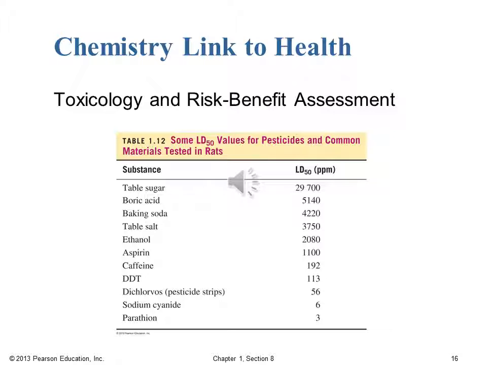Baking soda, again, fairly harmless. Table salt, fairly harmless long term if you take in that much, or even just a little over the daily value of table salt, for instance. You might put yourself at higher risk for hypertension, but you'd have to consume a lot to have a lethal dose. As we go down, we start to see things that have much smaller values for the LD50. And if we look at sodium cyanide, that's quite a lethal substance. Just 6 parts per million is the LD50 for those test rats.